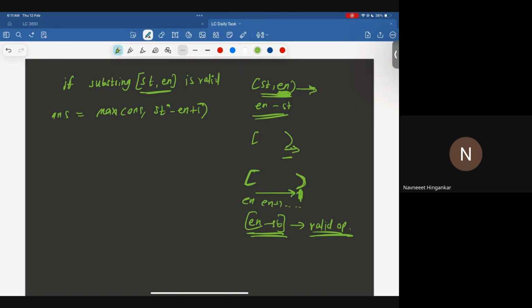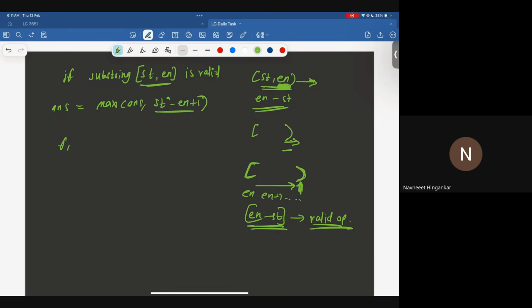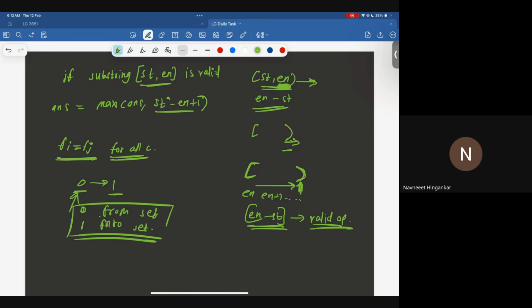The first thing that comes to my mind is, we need to check if frequency fi equals fj for all. So all you need to do is maintain a frequency set, right? The moment our frequency increases from 0 to 1, I need to remove 0 from the set and put 1 into the set. You can do this kind of stuff too.